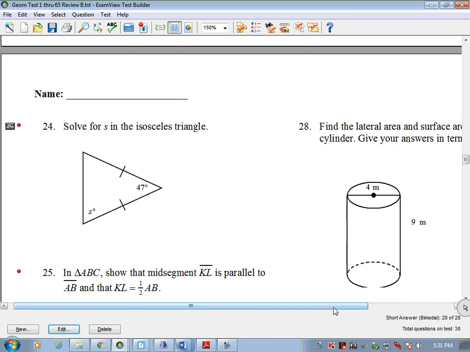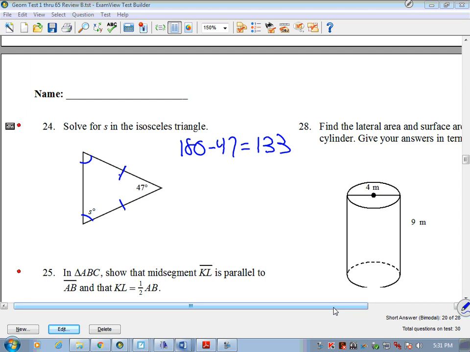Okay, slide over here, solve for S in the isosceles triangle. In an isosceles triangle, my base angles are my angles that are opposite my equal sides, which means they're the same. So what we're going to do here to solve for this is take 180 minus 47, because we know that there's 180 degrees in here. 180 minus 47 comes out to 133.